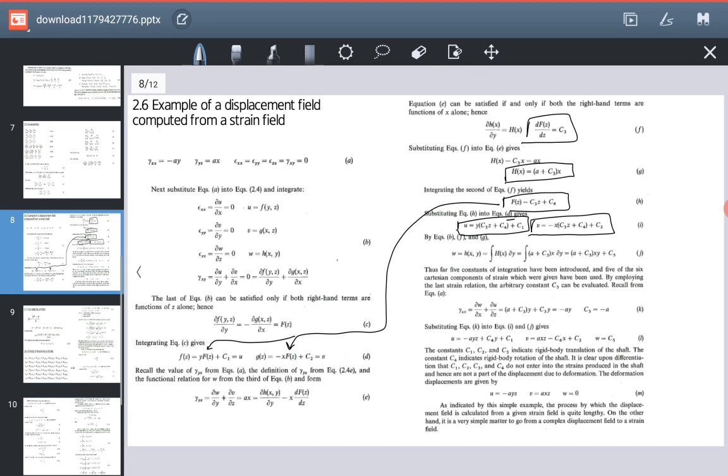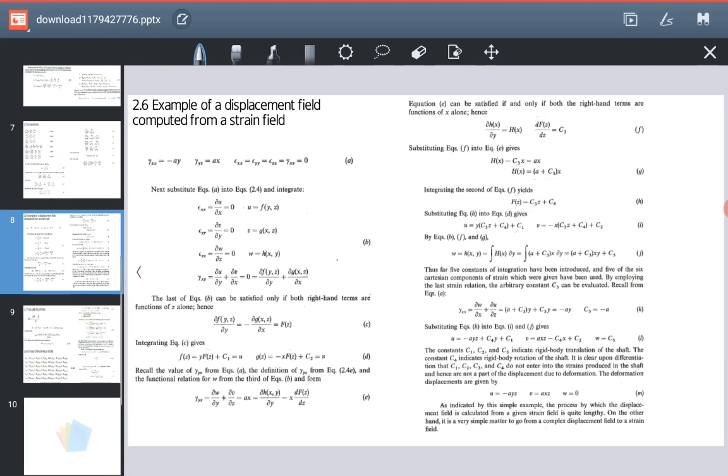Now by equation b, f and g, we have w equals hxy, and hxy is actually equals to hx dy. Applying the integration, we end up with this. It's just simplification, there is nothing to explain in this scenario. So now we're going to move towards the zxy.